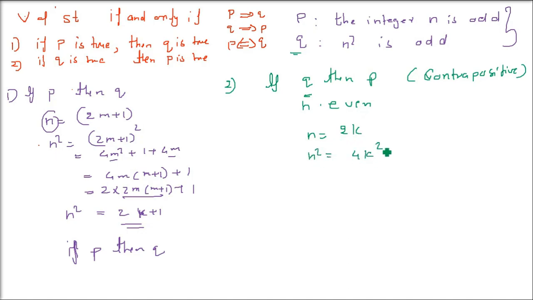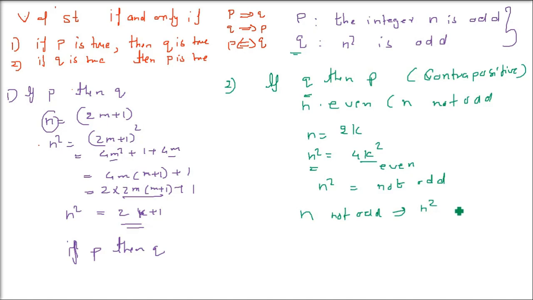Let us square it. n square is 4k square. So n square will be 2 into 2k square, that is, n square is even. So n square is even, that is, it's not odd. When we started with n as even, that is, n is not odd, n square is not odd, that is, n square is even. So when we said n is not odd, we actually imply n square is not odd. That is, if n is even, n square is even.